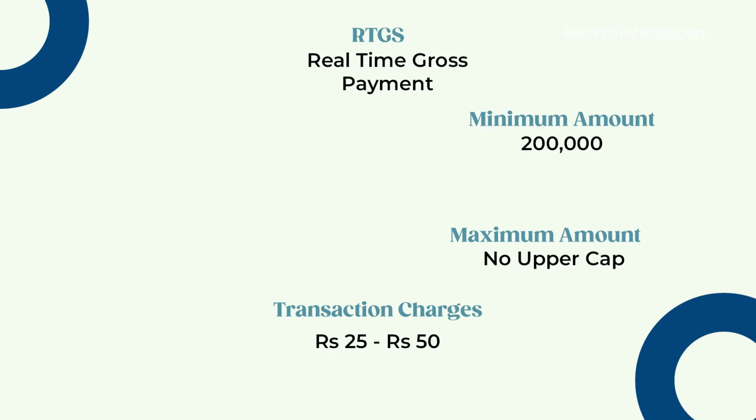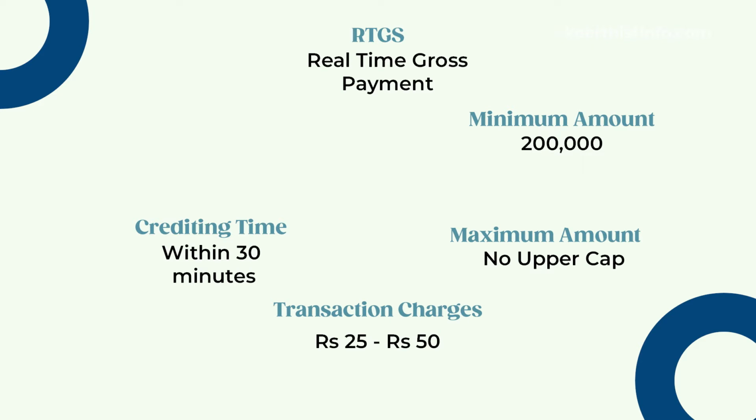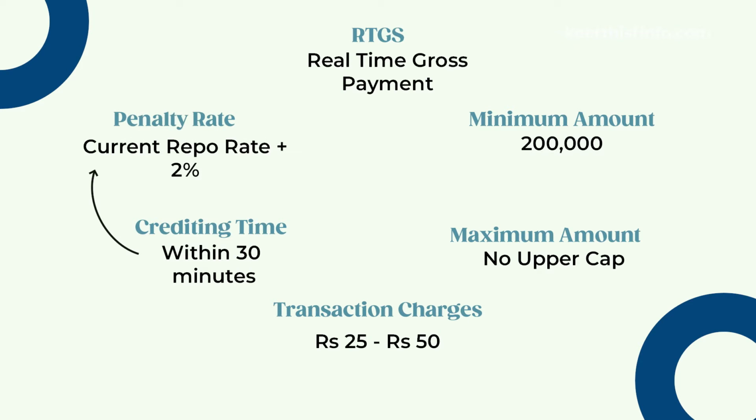This is a cap. Under normal circumstances, within 30 minutes, the amount should be credited when you do RTGS. Otherwise, RBI is there protecting our rights. Jokes apart, RBI has specified the penalty if the bank has failed to execute within 30 minutes. That is at the rate of current repo rate plus 2%.